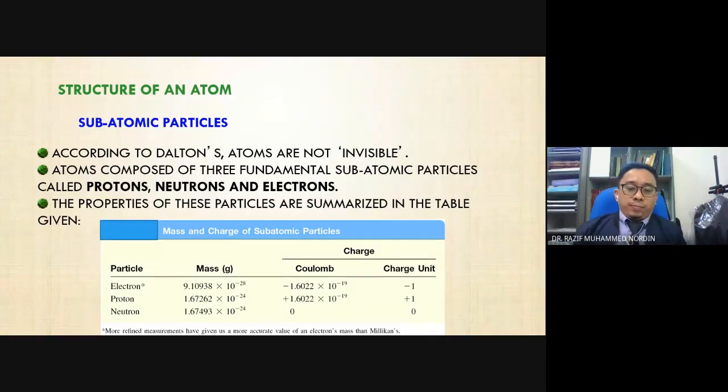For structure atom, the subatomic particle, according to the atom, which atoms are not invisible. Atom can compose of three fundamental subatomic, which is a proton, neutron, and electron. The properties of particles can be summarized over here, whereby the proton, the mass dia kecil sangat, 9.1 times 10 to the power of minus 28, sangat-sangat kecil, very very small lah.